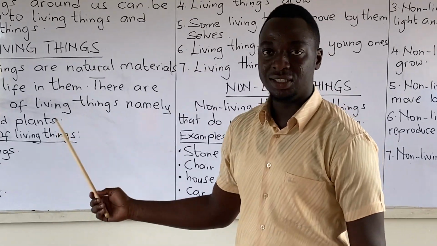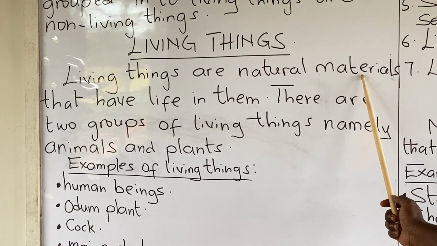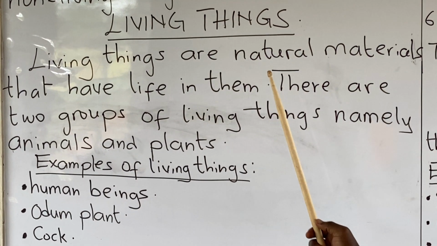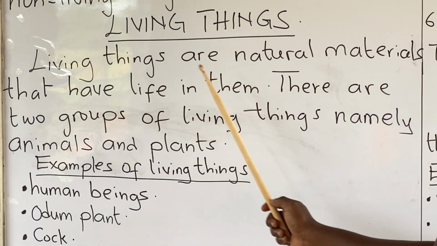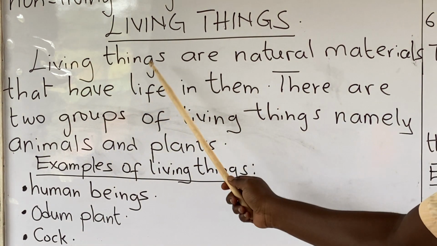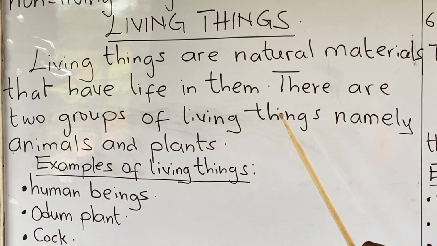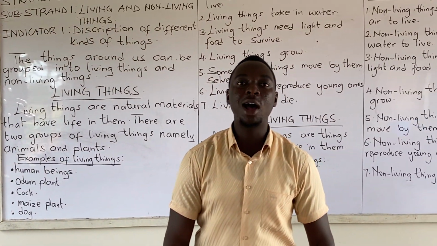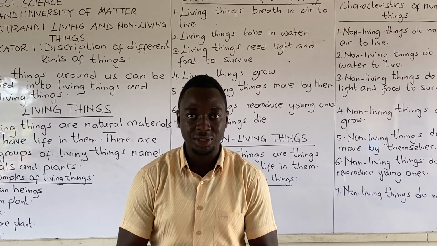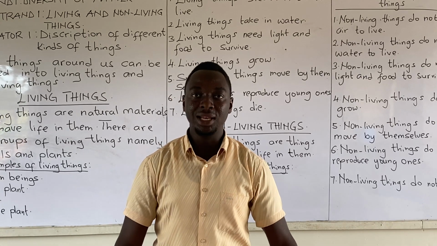Let's look at living things. What are living things? Living things are natural materials, meaning they were created by God. They are natural materials that have life in them. So all natural materials, meaning all things that were created by God and have life in them, are called living things.